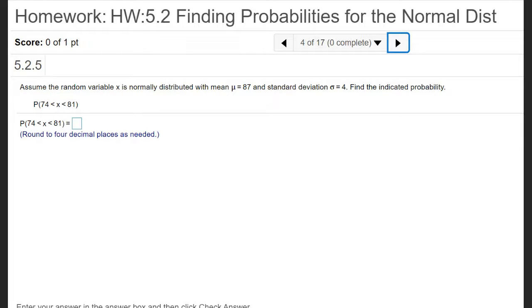Okay, hopefully everybody's back now, and I hope you had a chance to look over this problem. We're going to start with this particular problem and see how we would do an in-between. This is a between probability, and see how that would look with the 4 steps.